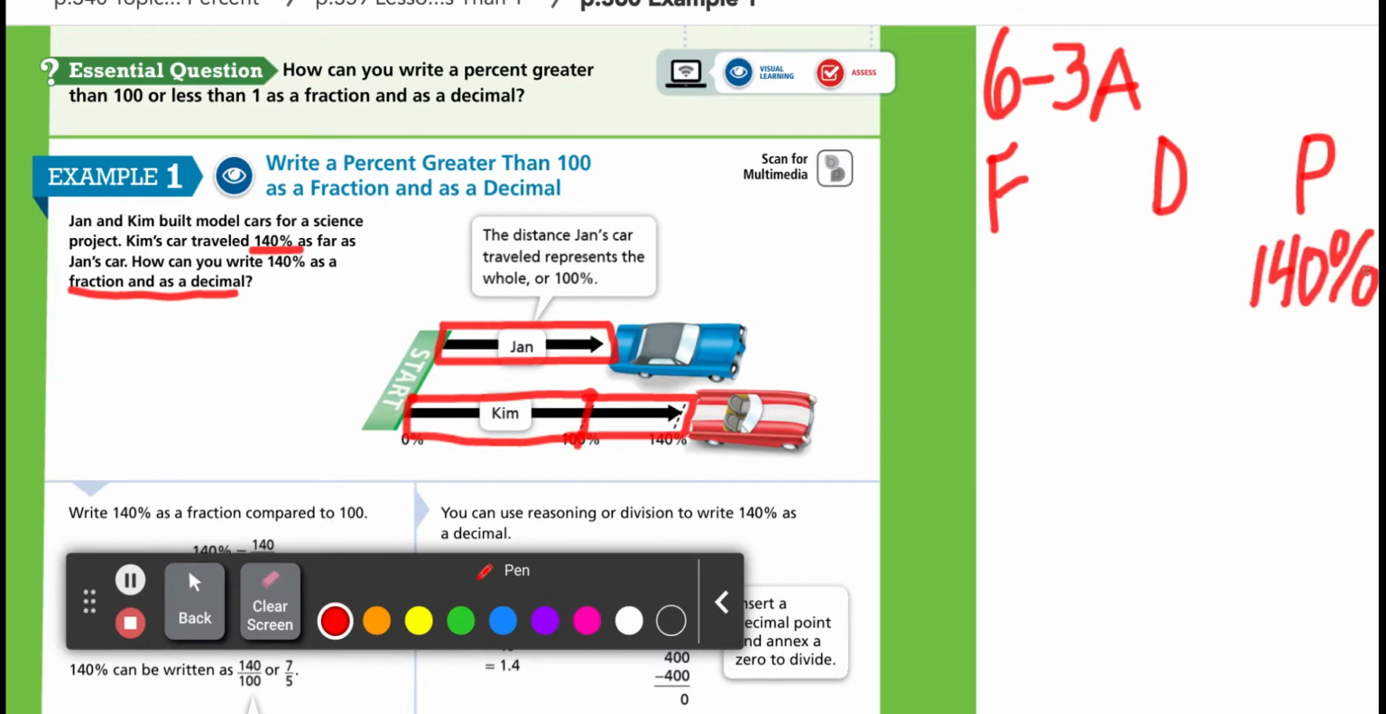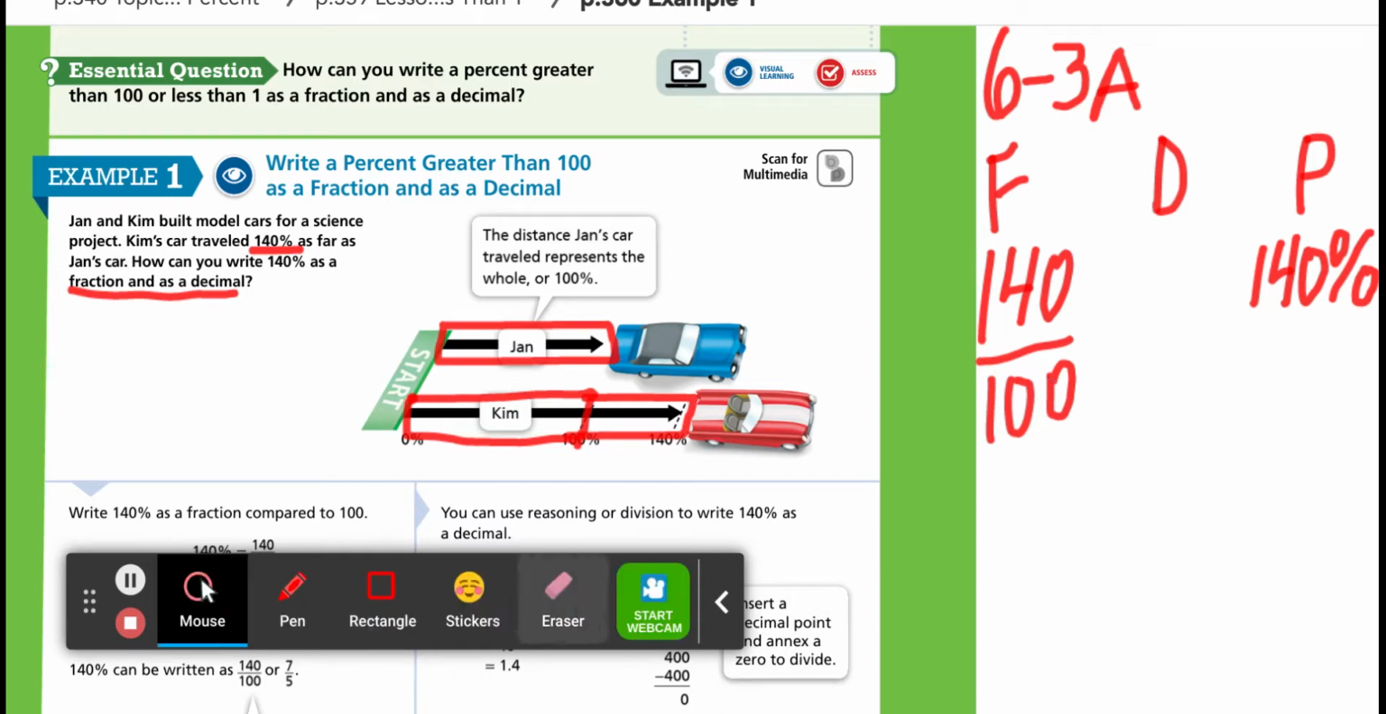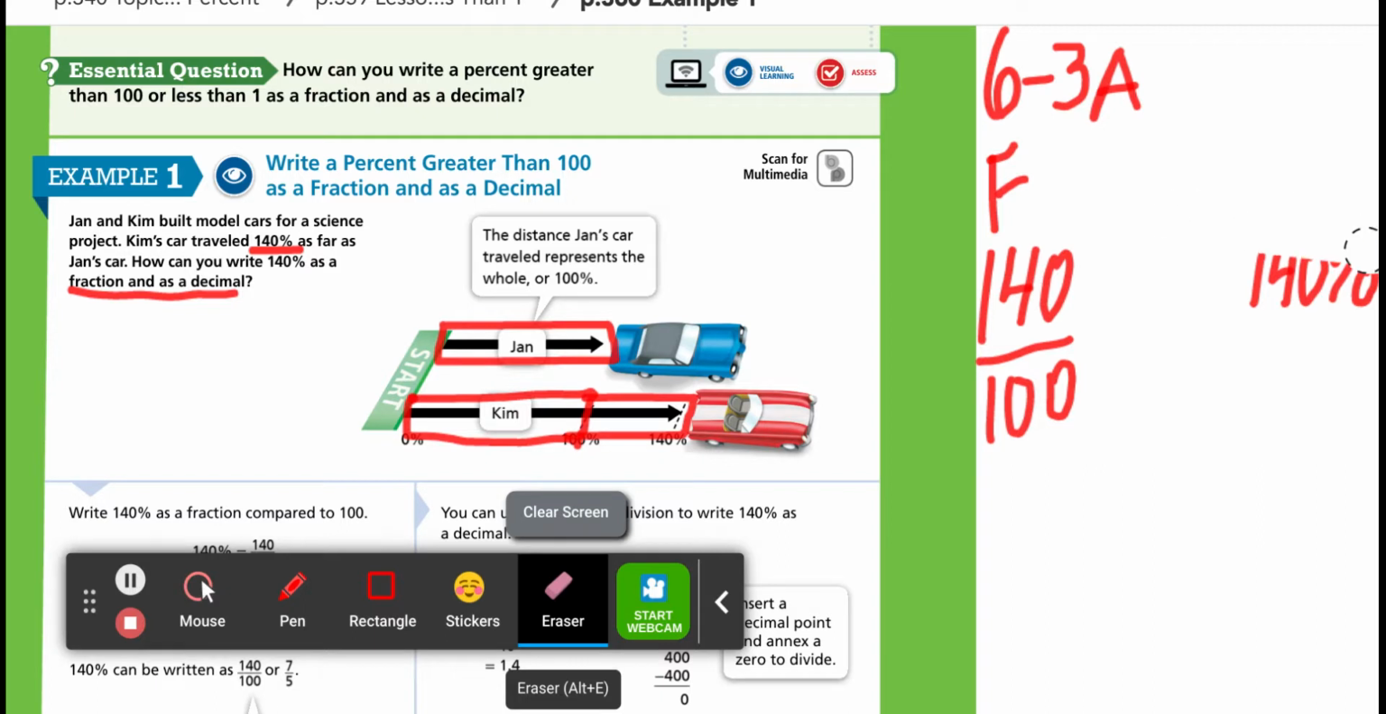So percent, what does percent mean? Percent means over 100. So in order to write 140% as a fraction, I would write 140 over what number? Over 100. So 140 over 100 is an improper fraction. We can also simplify this.